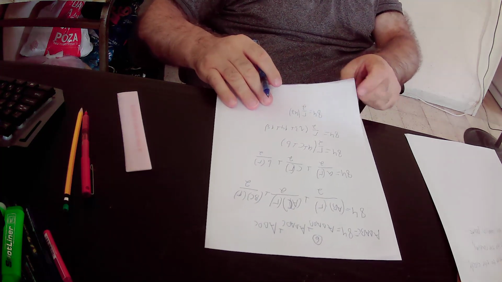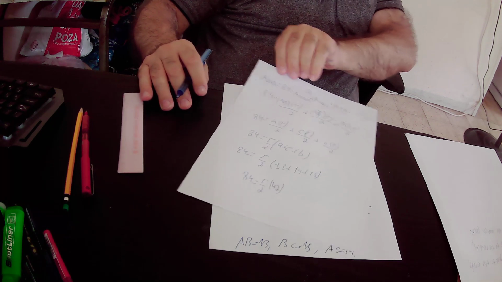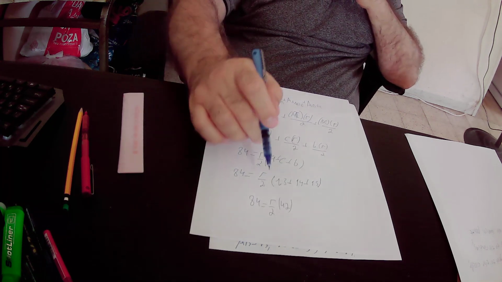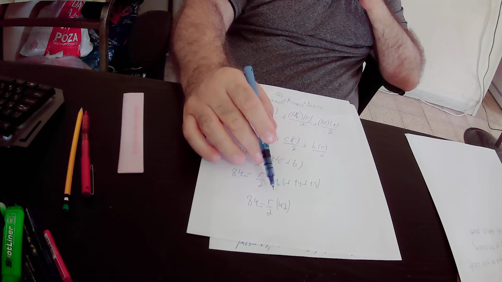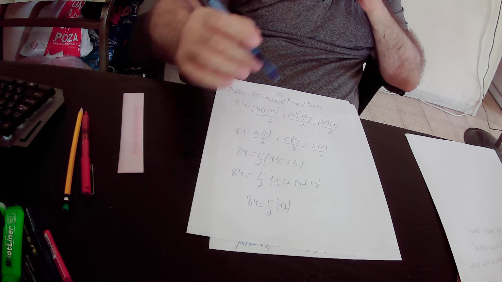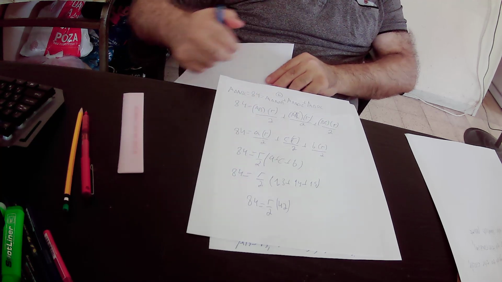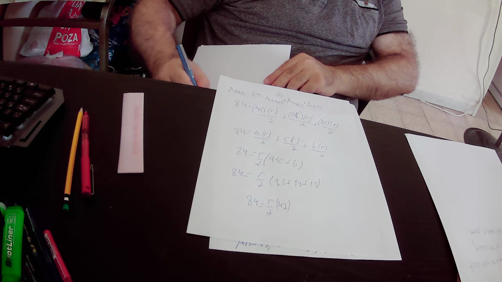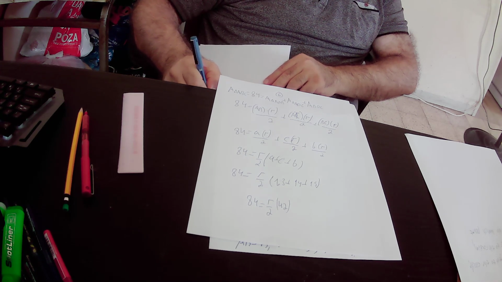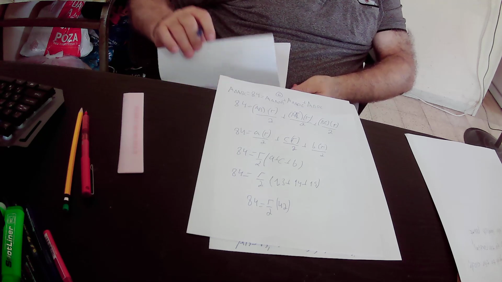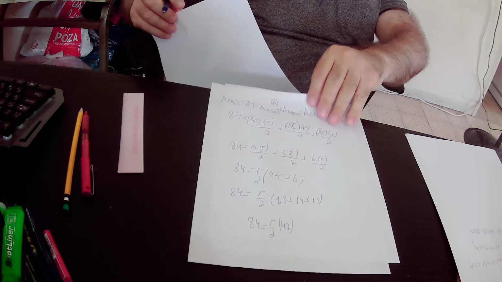So we got that 84 equals R over 2 times 42. 42 over 2 is 21. So 84 equals 21 times the radius of the green circle. Okay.